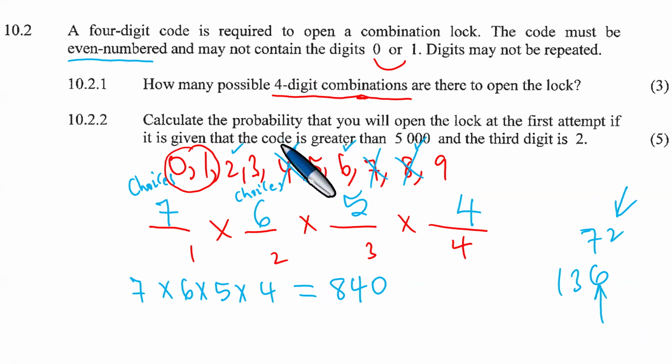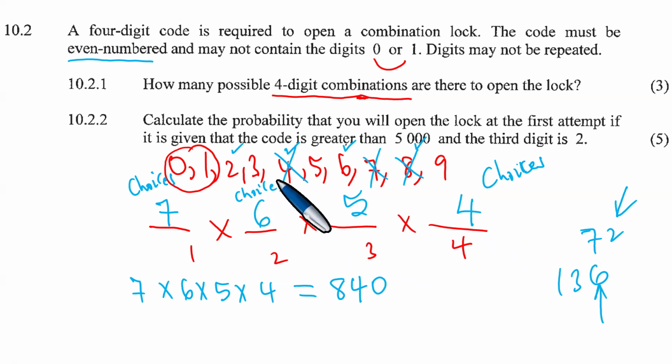So in other words, if you want to form this code, it must be even numbered. It means that the last digit itself must be an even number. How many even numbers are there? 1, 2, 3, 4. So you have 4 possible choices. If the code must be an even number, the last digit can be a 2, a 4, a 6, or an 8. So you have 4 choices.